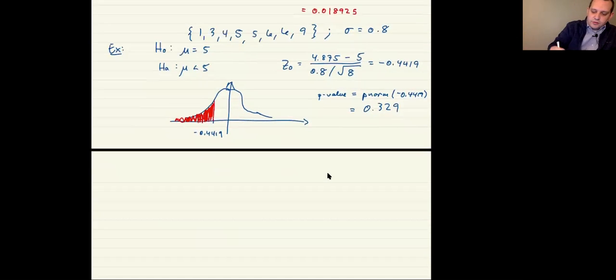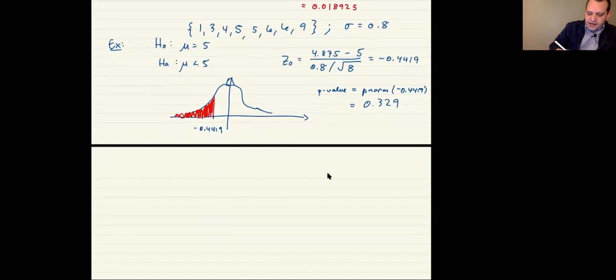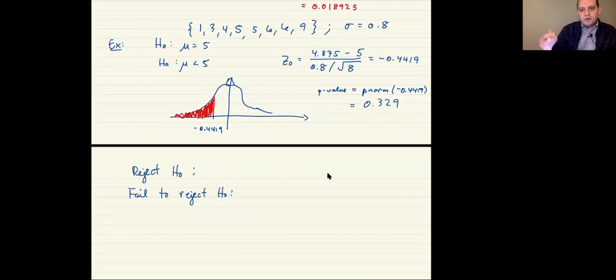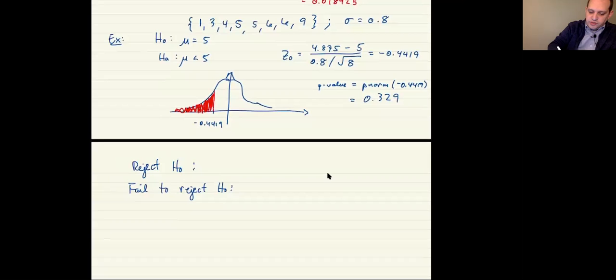One last thing that I want to explain. When we run these hypothesis tests, we have two choices. We can either reject the null hypothesis or fail to reject the null hypothesis. When we reject the null hypothesis, what we're saying is that we have enough data to say that the null hypothesis is wrong in whatever context we have. And we reject the null hypothesis when the p-value is less than or equal to your significance. This p is the p-value, and this alpha is the significance.